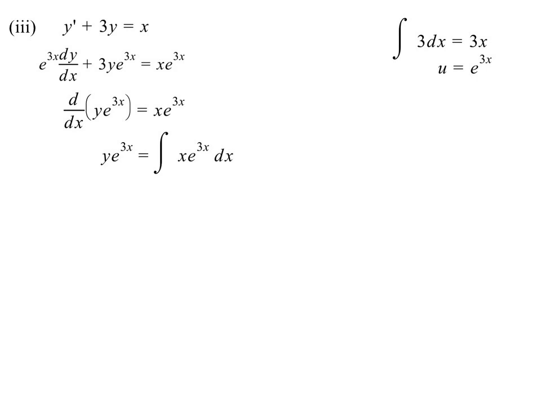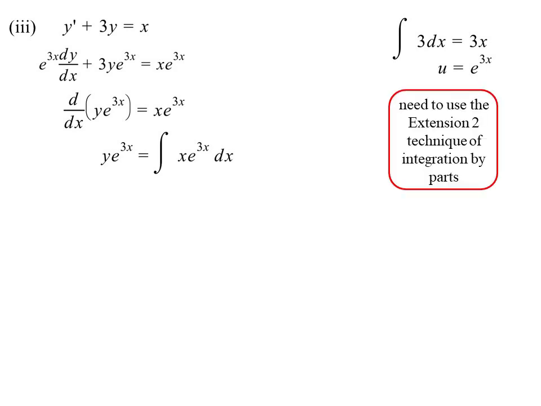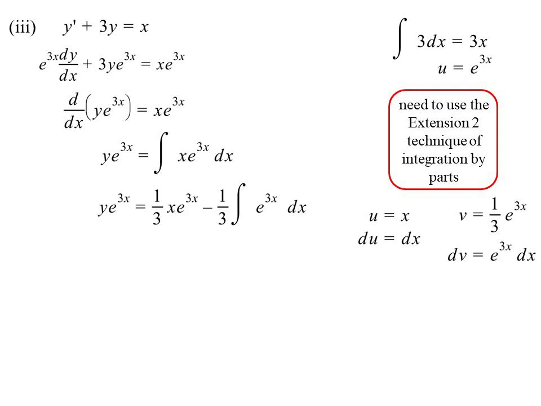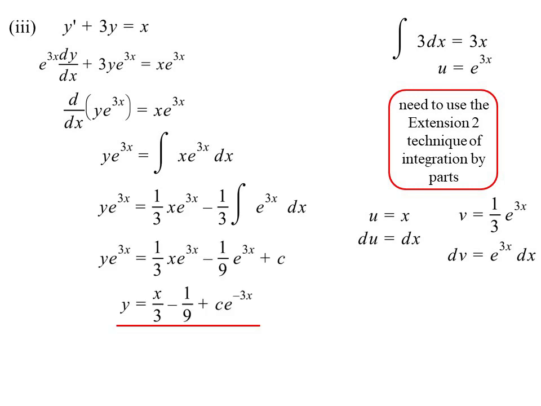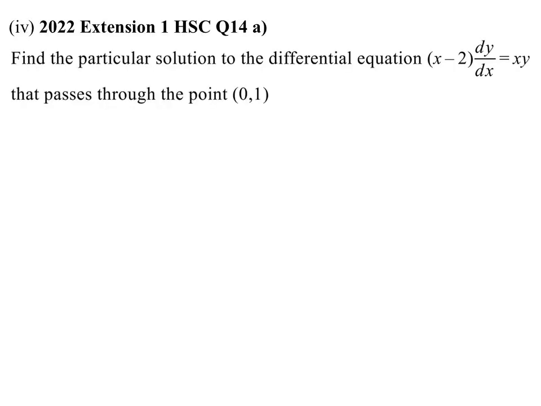Of course, you can't do that really in Extension 1, but we could use integration by parts, we've seen that, to go and integrate x e to the 3x. Let u equal that, sub it in, and we have it. Integral of e to the 3x, whew, eventually there's our answer. y is x on 3 minus a ninth plus c e to the minus 3x.